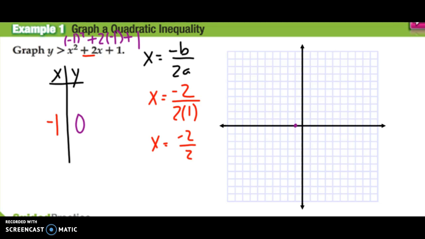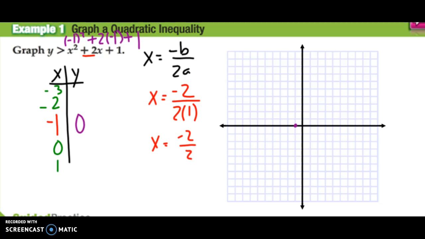And then I can figure out some other points. I'm going to pick 2 above and 2 below. So that would be negative 2, and then we have negative 3. We also can pick 0 and 1. And remember, whatever's on the left is also going to be on the right. So I can just put those into my equation.